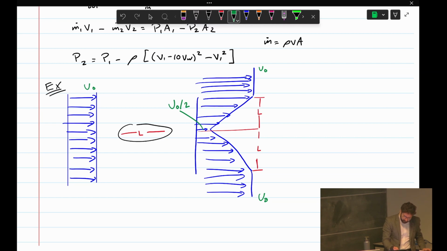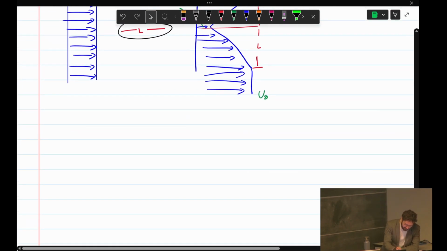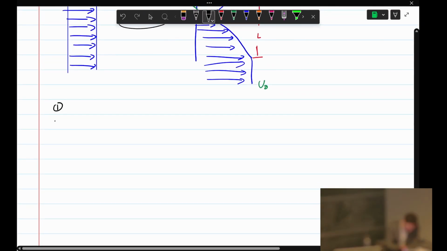u0 over 2. Okay. So we're assuming this linear velocity profile because we're going to have to integrate this, and that makes it quite nice to integrate. So the steps for this problem will be a little bit different.